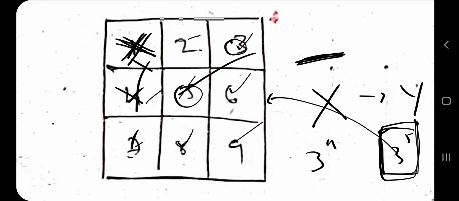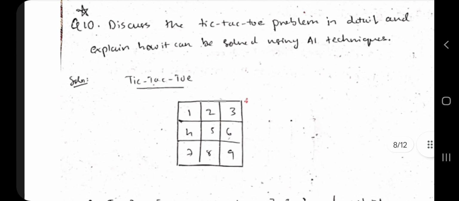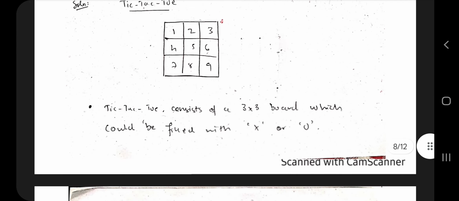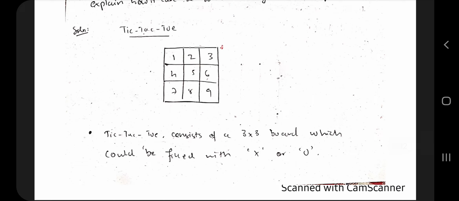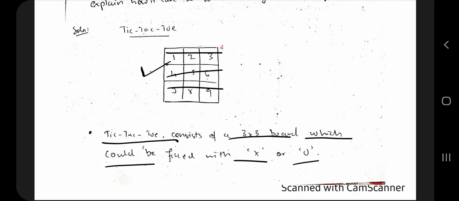Okay, so for this there are how many approaches? 3 approaches are there. Okay, so let me discuss what the 3 approaches are. Firstly, in the exam, what you have to write if they ask you this: first make tic-tac-toe, write 1 2 3 4 5 6 7 8 9. Tic-tac-toe consists of a 3 cross 3 board which could be filled with x or o.